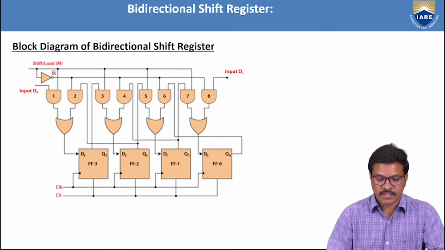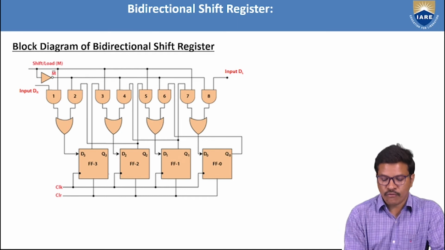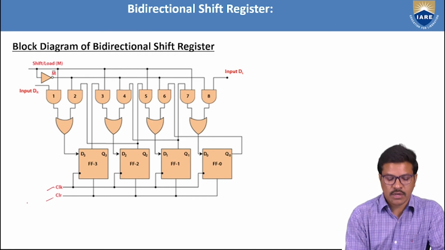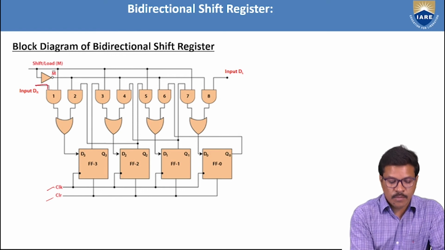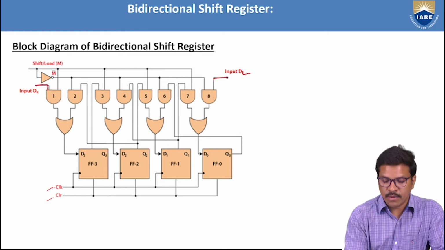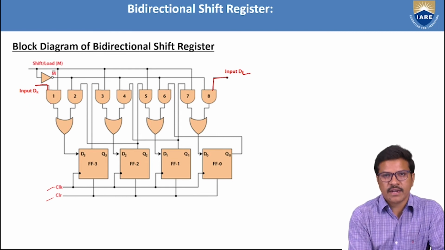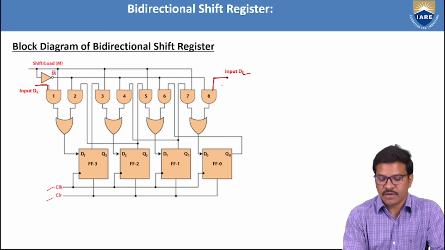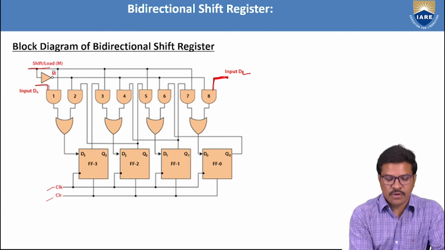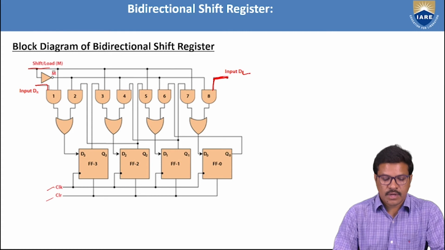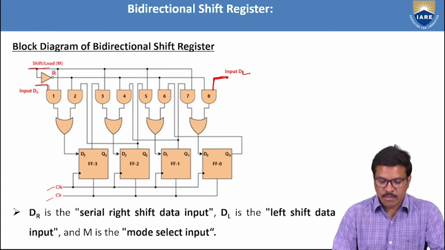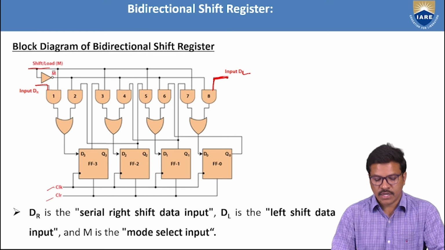The block diagram for the bidirectional shift register has 4 flip-flops, clock and clear as usual, and then the DR input and DL input. If we are providing a right shift, the input is fed at the first NAND gate, and if we are providing a left shift, we provide the DL input at the 8th gate. And the shift load or M input, M is the mode select input, like in load mode or shift mode.